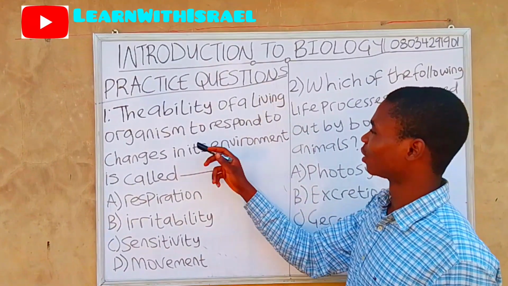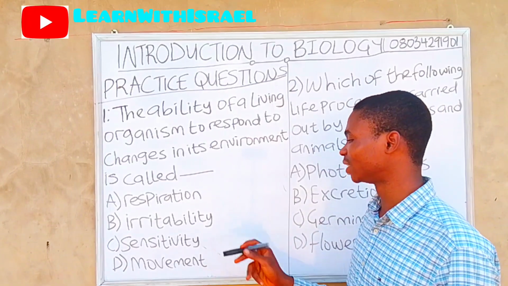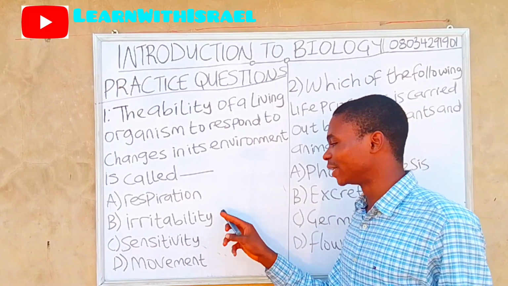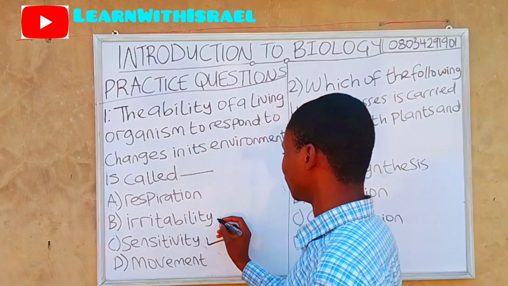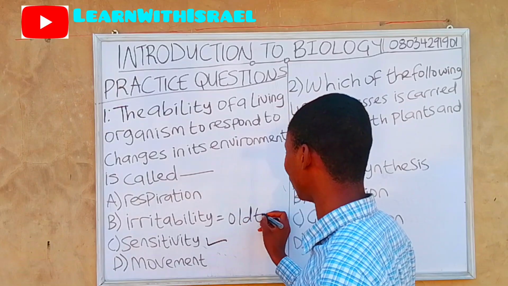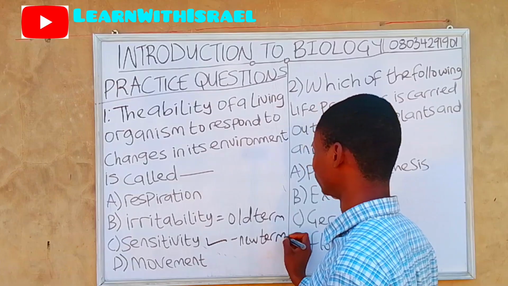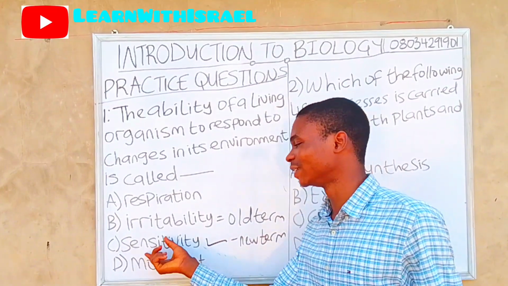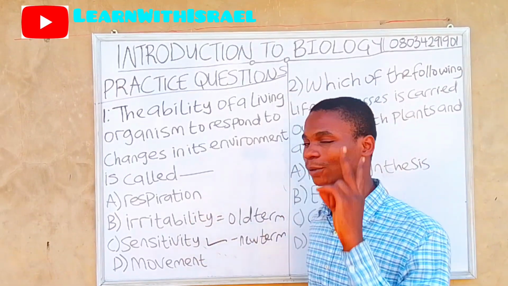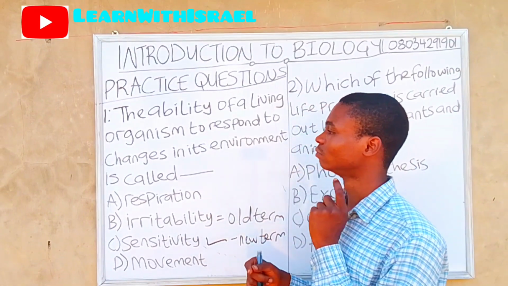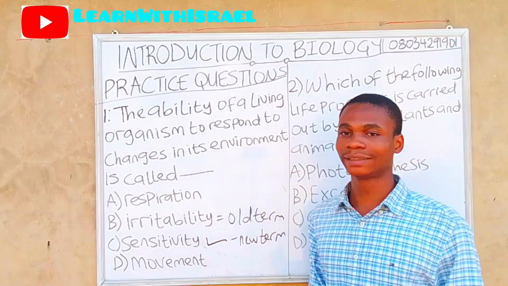The ability of a living organism to respond to changes is called sensitivity. You can also pick irritability, but the most appropriate answer is sensitivity. Irritability refers to old terminology, while sensitivity refers to new terminology. So assuming we don't have sensitivity in the options, you can go for irritability. But if you have both in the options, pick sensitivity. It's the ability of an organism to respond to stimuli, both external and internal.